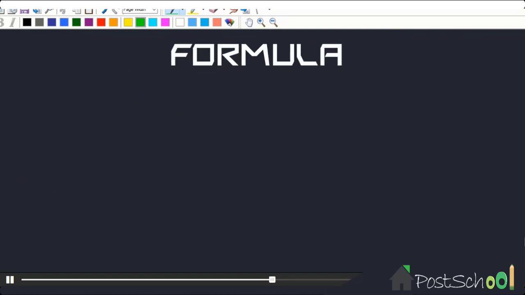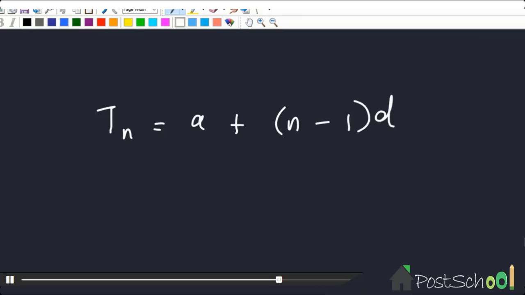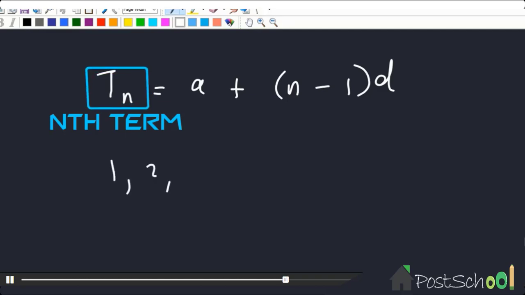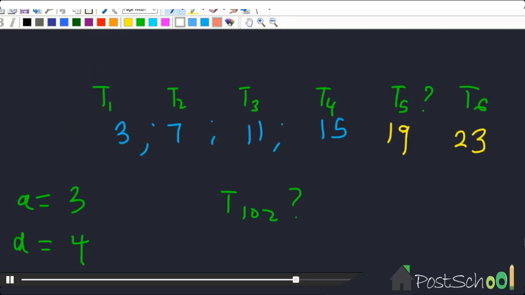We know that an arithmetic sequence has a general formula, and the general formula is Tn equals A plus (n minus 1) D. We have to explain what these are. Tn is the nth term, which means when we have numbers like 1, 2, 3, 4 up to n, n represents the position we don't know. We know this is the first position, second, third and fourth, but n is the position we don't know. Like for the previous example, n in this case is 102.